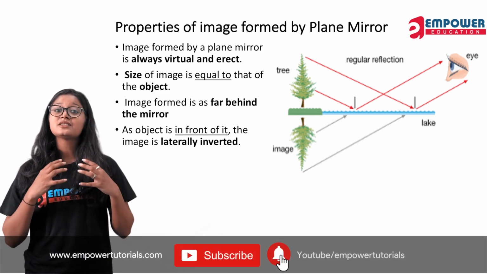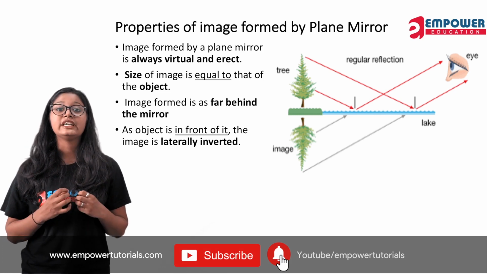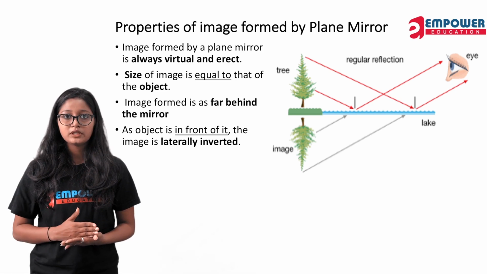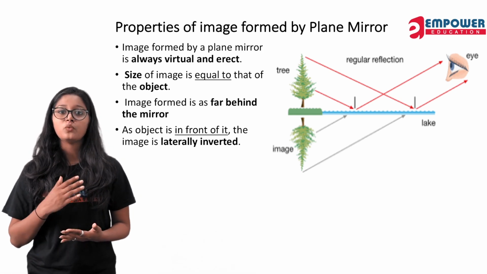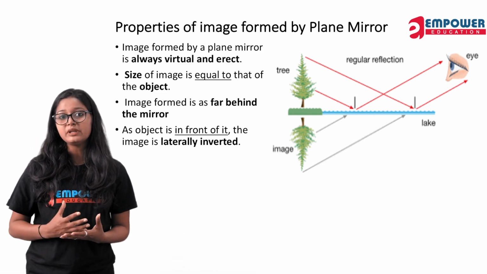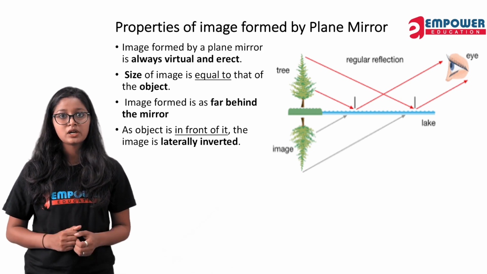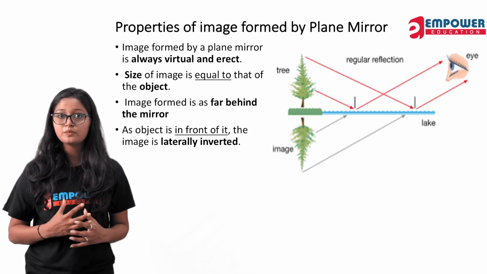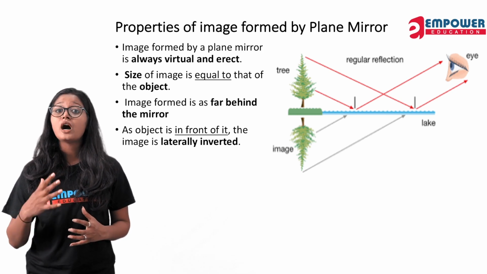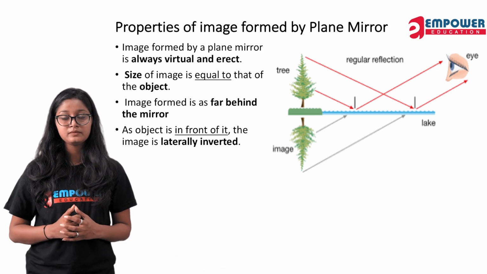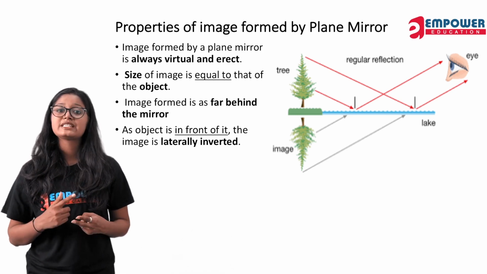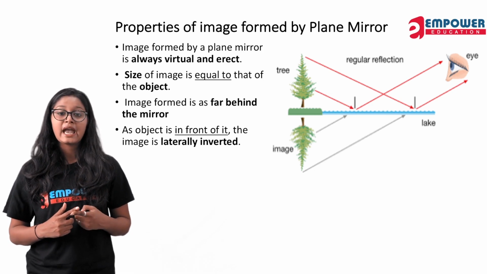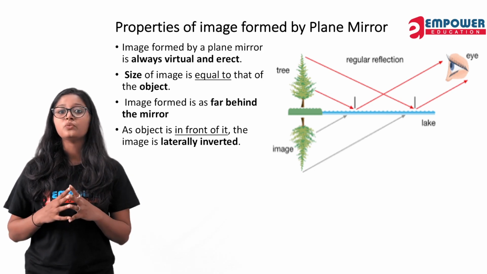But there are certain characteristics of the images formed by the plane mirror. The images formed by a plane mirror are virtual. What does a virtual image mean? A virtual image means the image of an object is formed behind the mirror. The other property of this image is that the image formed is erect and it is laterally inverted.